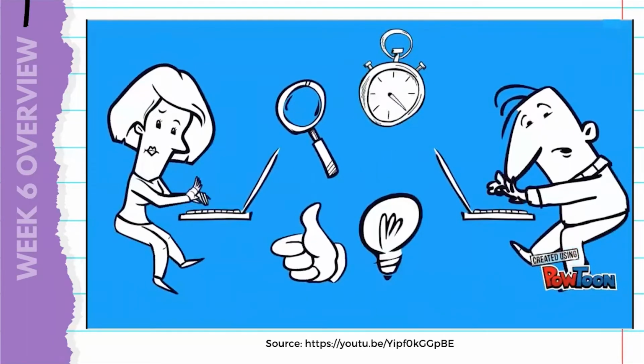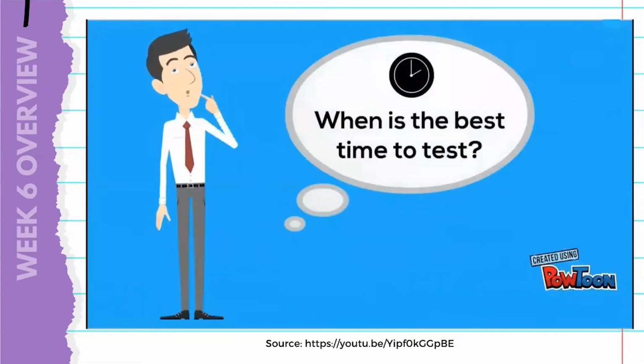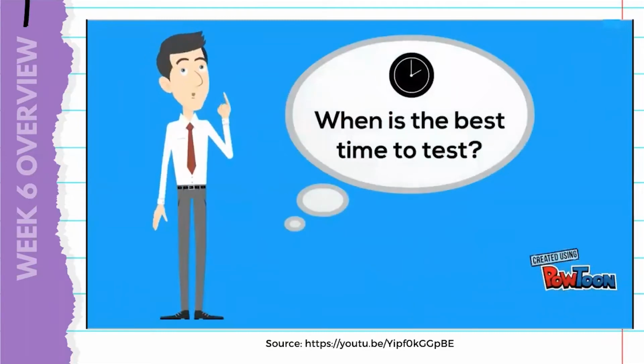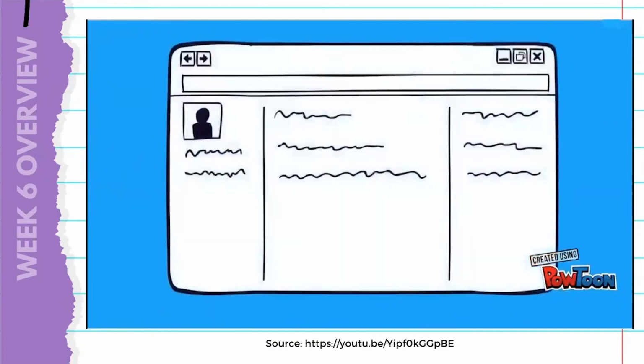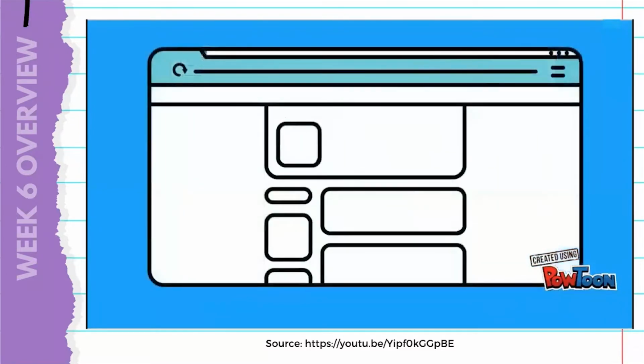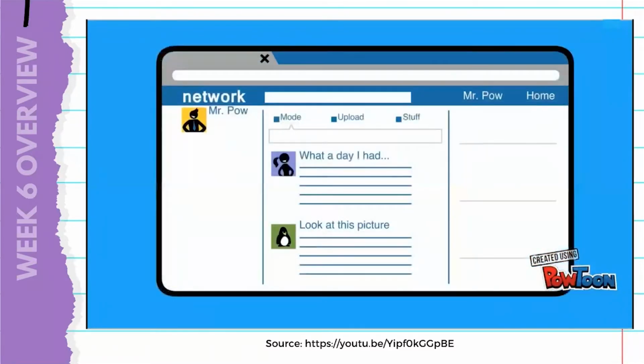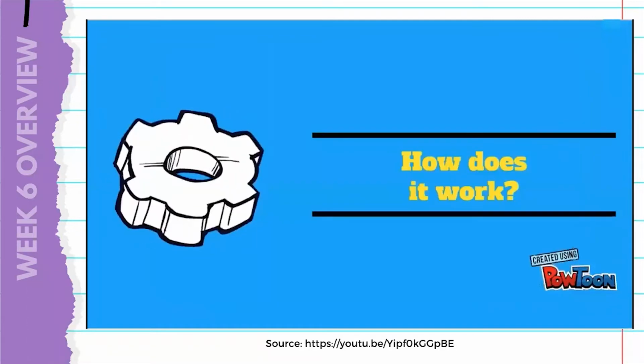Usability testing can be done at any stage of the product development process, with sketches and prototypes, alpha and beta versions, and even live or legacy websites. How does it work?